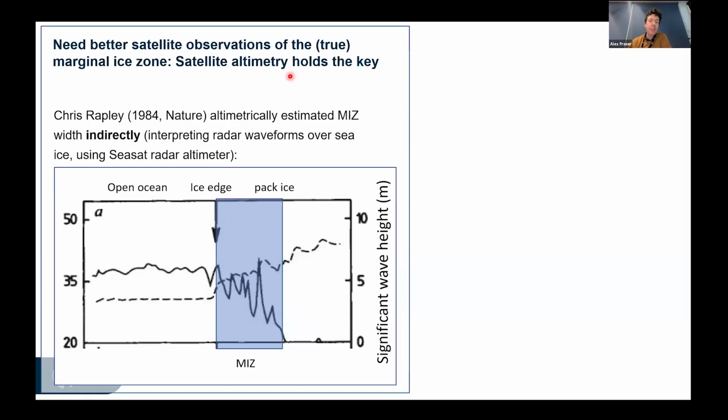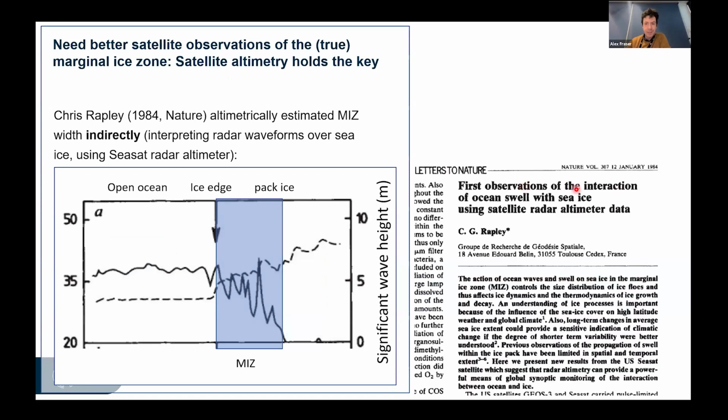Back in 1984, Chris Rapley had this first solo author Nature paper, First Observations of the Interaction of Ocean Swell with Sea Ice Using Satellite Radar Altimeter Data. The way this worked is they used a radar altimeter, which is built for retrieving the wave height over oceans. As this altimeter moves from the open ocean into the pack ice and then finally into the consolidated pack, there was a fairly steady decrease in the wave height. And this is what they called the MIZ in their analysis.